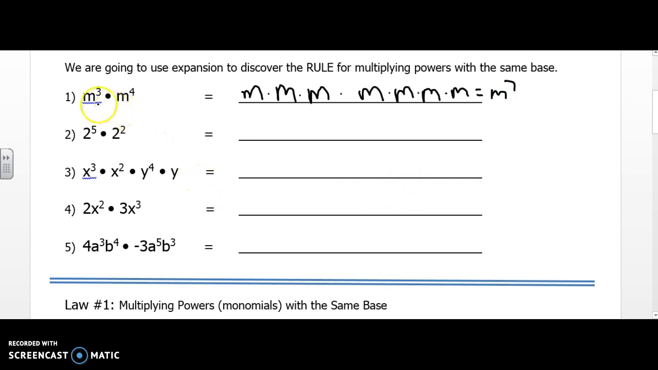Do you notice a pattern based off this compared to this? Is there a shortcut we could jump to from here to here? If you see it, hold on to it. If you don't, let's look at another one.